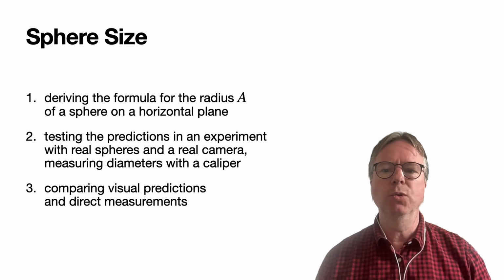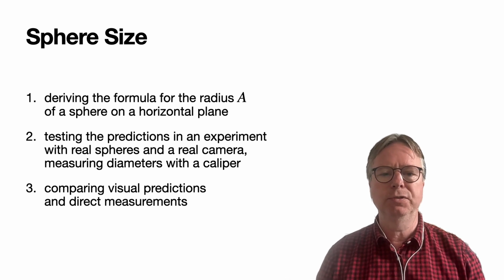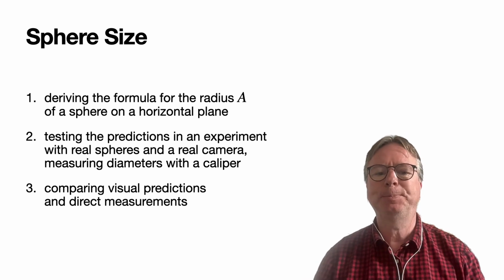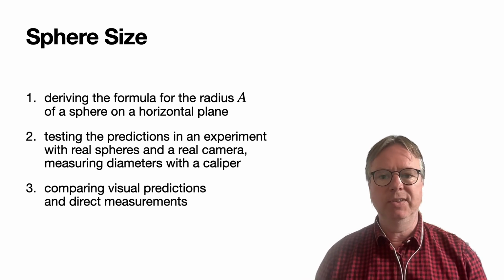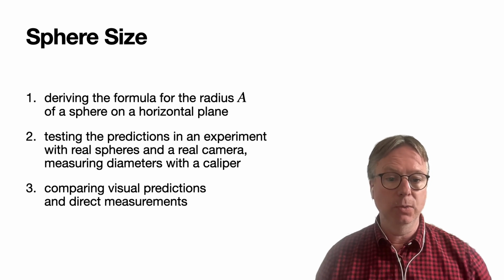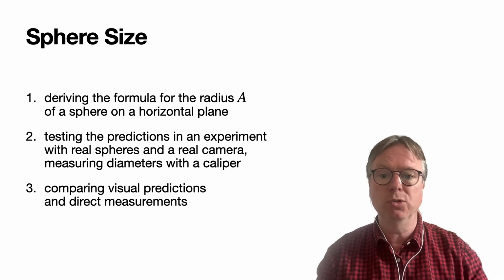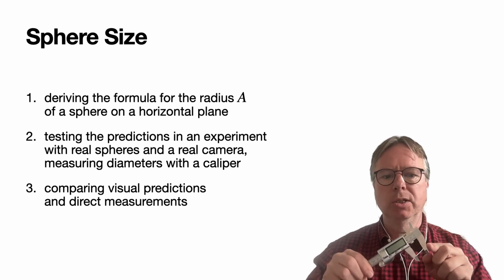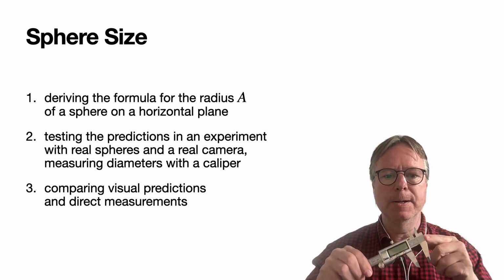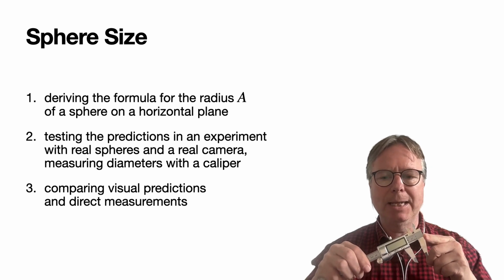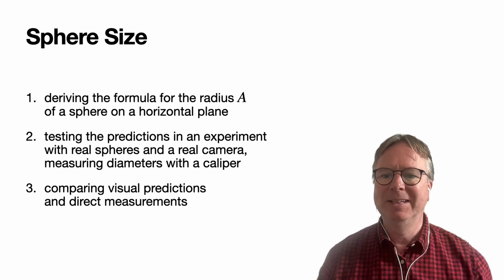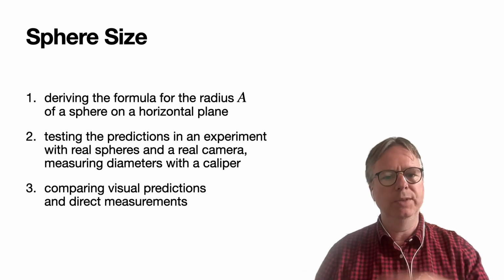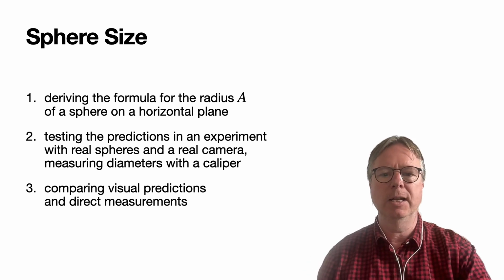First of all, I'm going to derive a formula for the radius of a sphere, and the trick is to put it on a plane, on a horizontal plane. Then I'm going to test the predictions in an experiment with real spheres and real cameras with a photograph. And I'm going to measure the diameter with an apparatus like this called a caliper, or caliper, I don't know. And finally, I'm going to compare the visual predictions with direct measurements with that caliper.